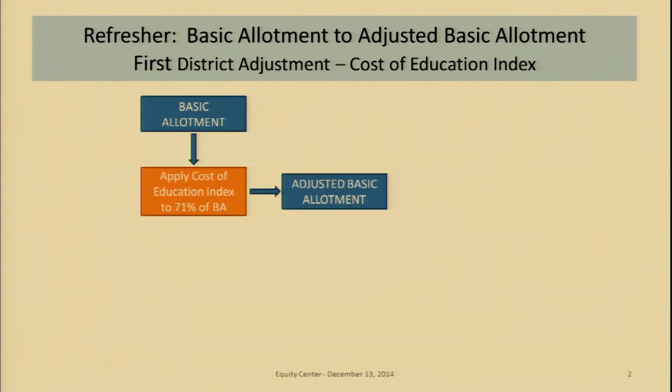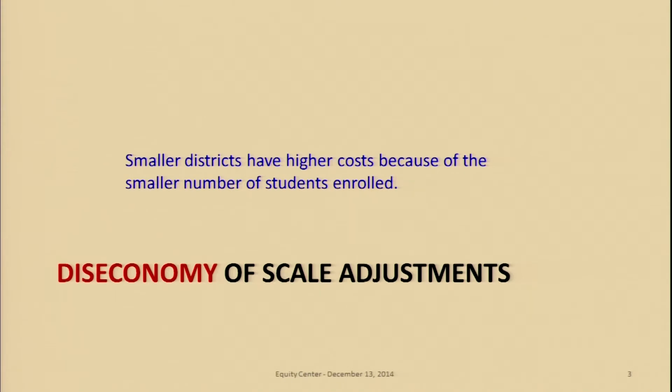This is the last slide I showed you in the previous session. Basic allotment, apply the CEI, then go to the adjusted basic allotment. We're going to begin with that adjusted basic allotment. Now, smaller schools have a higher cost because of the limited number of students they have, and it's not quite as cost efficient as a larger school.